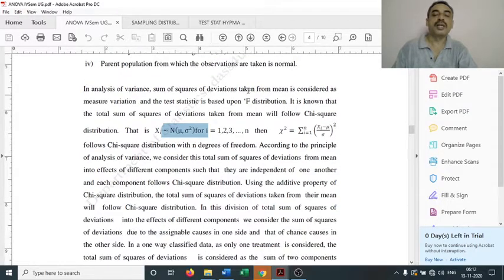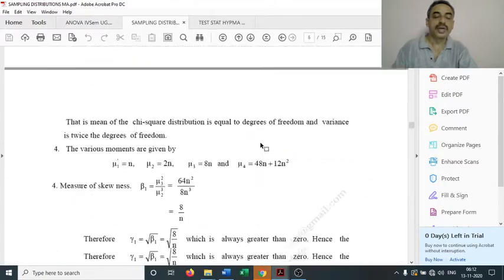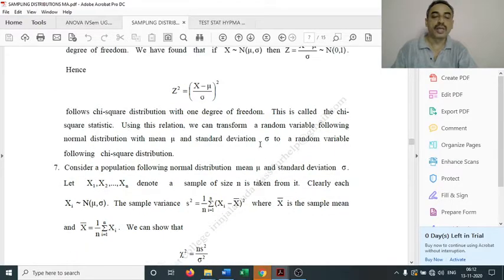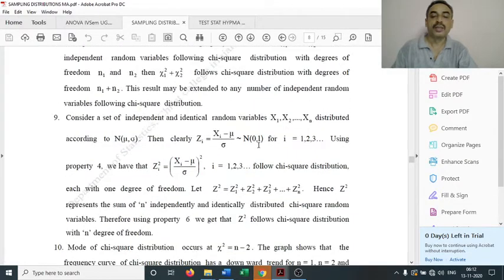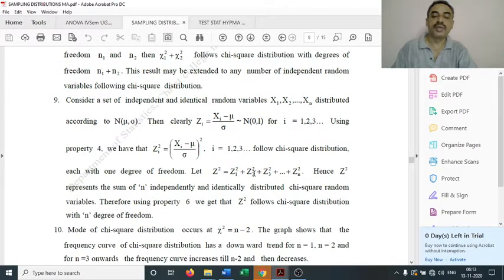This is a topic we had discussed in the sampling distribution. I shall just refresh it, since that is the result we are applying from the sampling distribution. So zi equals (xi minus mu) by sigma follows N(0,1). That is, if x1, x2, etc., xn are distributed N(mu, sigma), then zi follows N(0,1), and zi squared follows chi-square with 1 degree of freedom. Now the sum of z1 squared, z2 squared, etc., zn squared follows a chi-square distribution with n degrees of freedom.